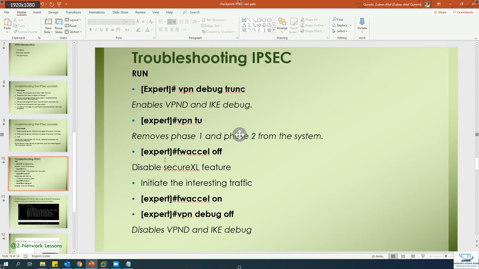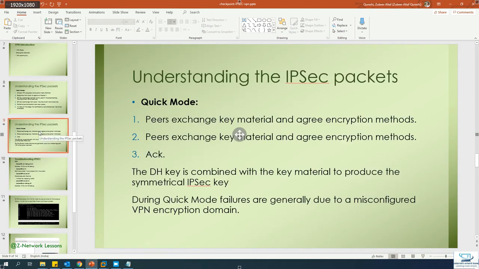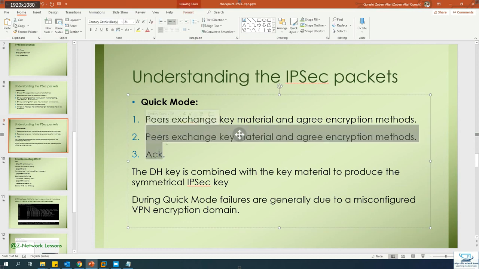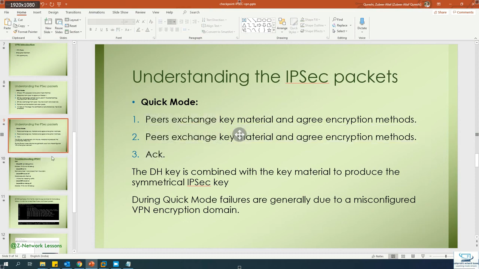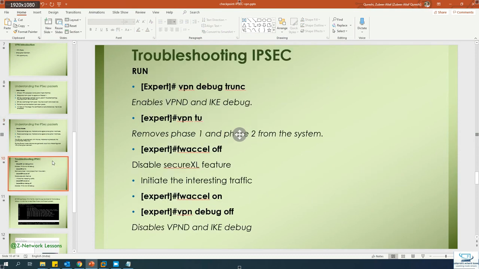You will never face any issue there, but if you do, you have to again check the proposals. Okay, so that was phase 1, phase 2, and the explanation of phase 1 and phase 2. And this is the troubleshooting. We will do it when we do the lab.